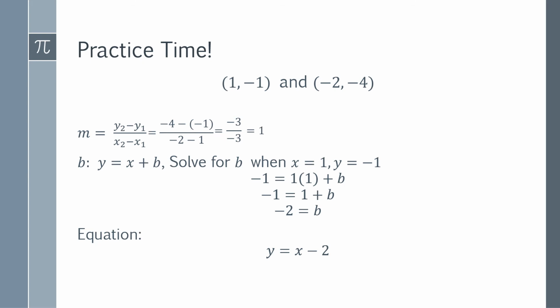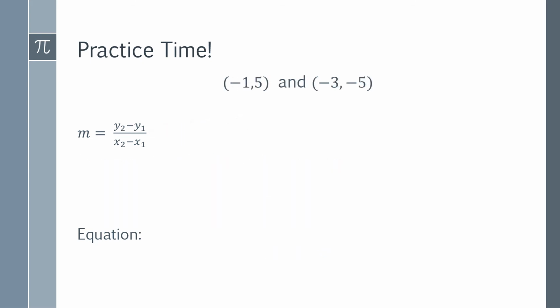Let's try one more. What is the equation of the line through the points (-1, 5) and (-3, -5)? First, find the slope. And the slope here is 5.